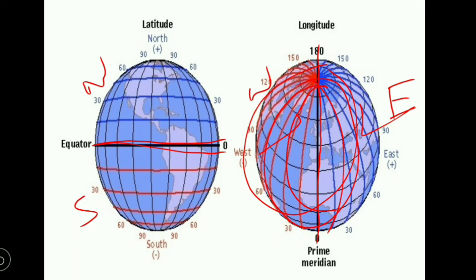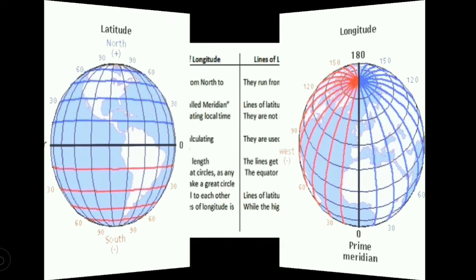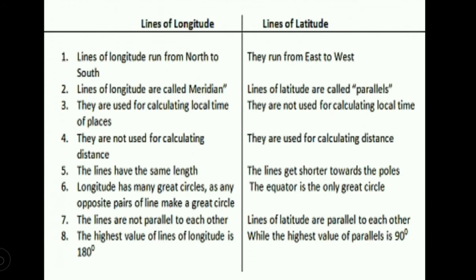And we can measure all the longitudes eastwards from the prime meridian up to 180 degrees, and westwards 180 degrees. In total, 360 longitudes are available on the globe. So this is all about the difference between latitudes and longitudes. Here we have also mentioned some of the differences between lines of longitude and lines of latitude.